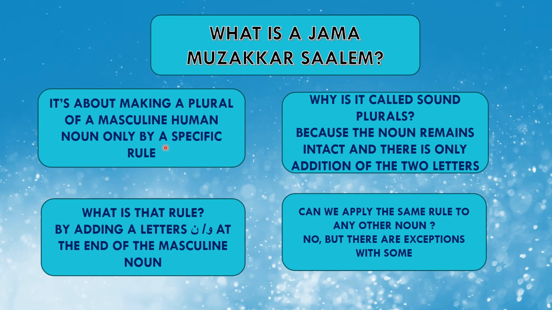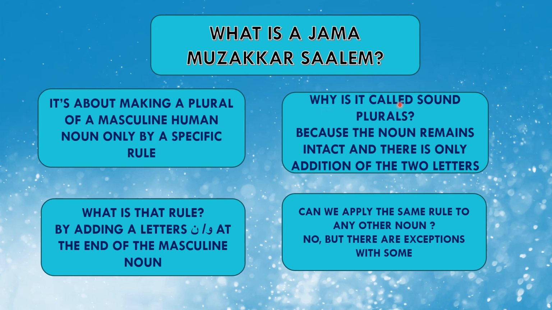Only by a specific rule. There is a specific rule you have to follow in order to make a Jama muzakkar Salim. So what is that rule? Male human nouns are made into plural by adding letters. And what are those letters? Waw and noon at the end of the masculine noun. So it is added only at the end; it is a suffix actually.